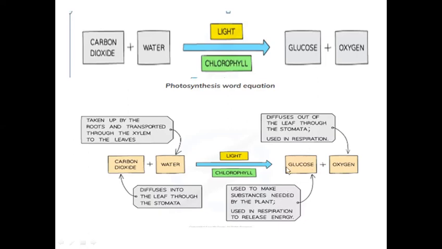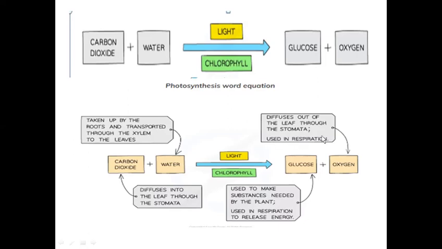So here in this word equation, you see that glucose is made, and that is used in respiration to release energy. Because glucose is going to react with oxygen later on, and then it's going to make energy. And this energy is utilized in the plant for different processes. Now oxygen is also obtained in this process as a byproduct. And this oxygen diffuses out of the leaf through the stomata, and this is used in the respiration process.